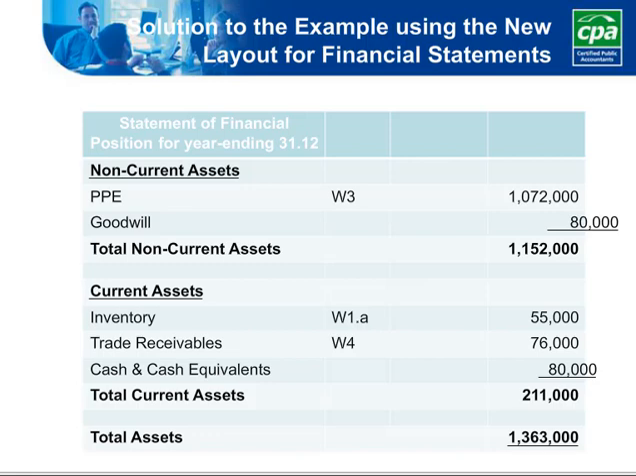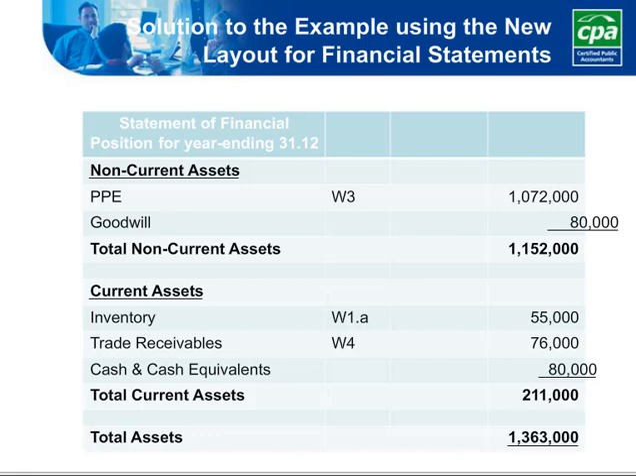non-current assets of 1,152,000. Moving on to current assets, we have inventory, trade receivables and cash equivalents. Our inventory comes from working 1.A of 55,000, and that's our closing inventory because we're doing our accounts to the closing position of the year, i.e. the 31st of December. Our trade receivables comes from working 4 as being a net figure of 76,000, and our cash equivalents is the bank figure from the trial balance, and we are just including it under cash equivalents as that is the terminology as laid down by the International Accounting Standards Board.